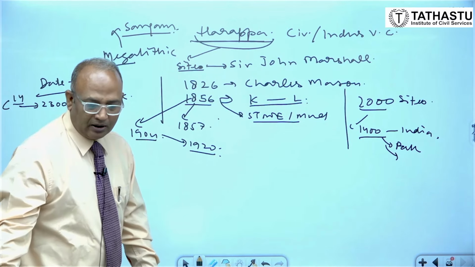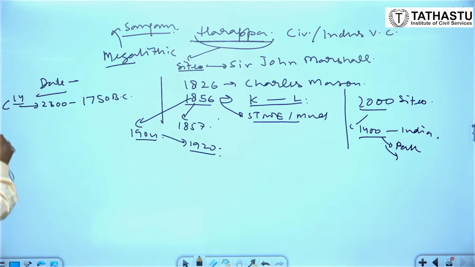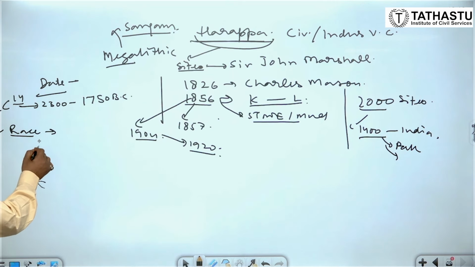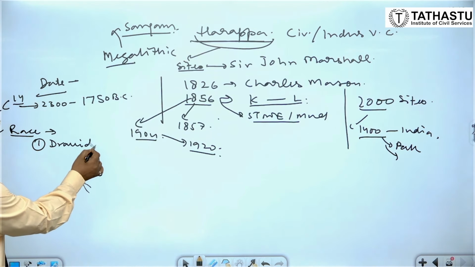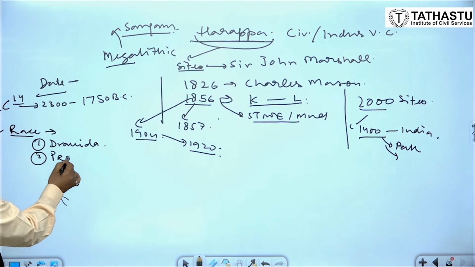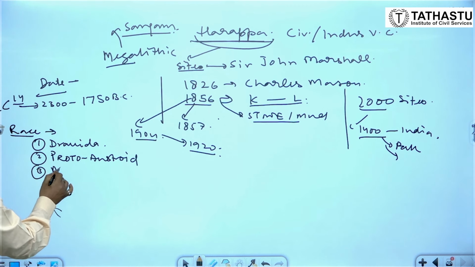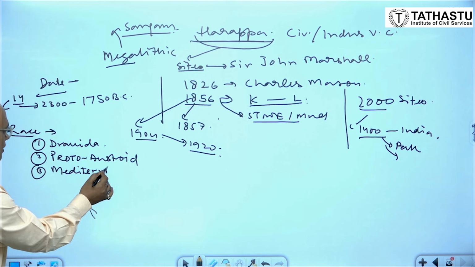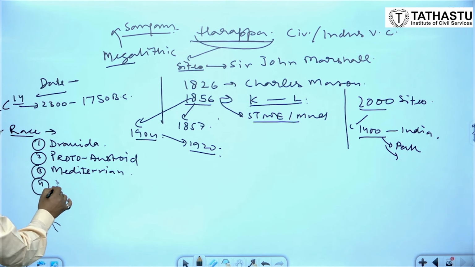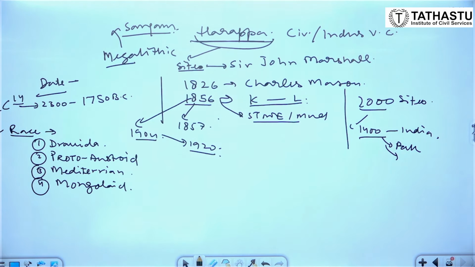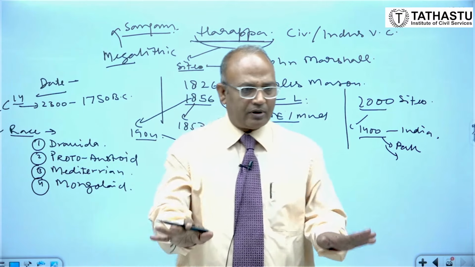So we have discovered this. Now the question started: what is the race in Harappa civilization? See, we have so many races in the Indian subcontinent. One is Dravidian, Proto-Australoid, Mediterranean, Mongoloid. So we have different types of races, still today in our country.